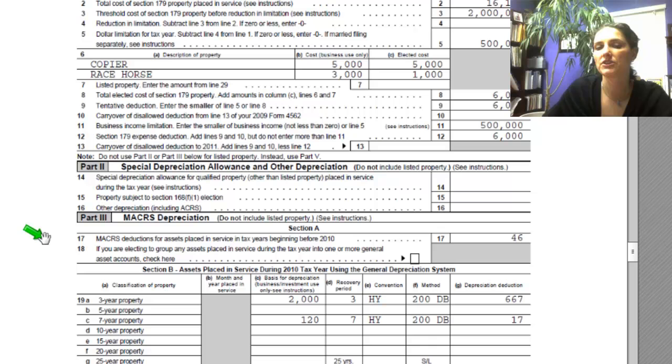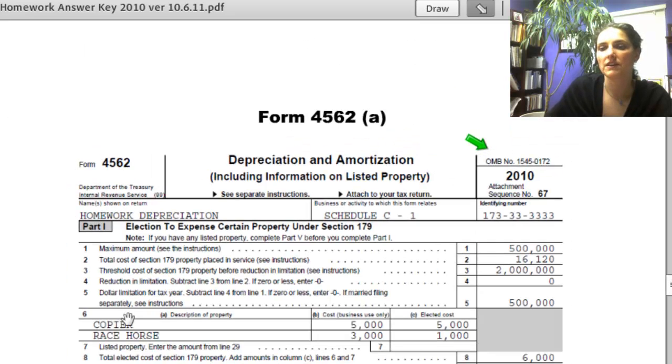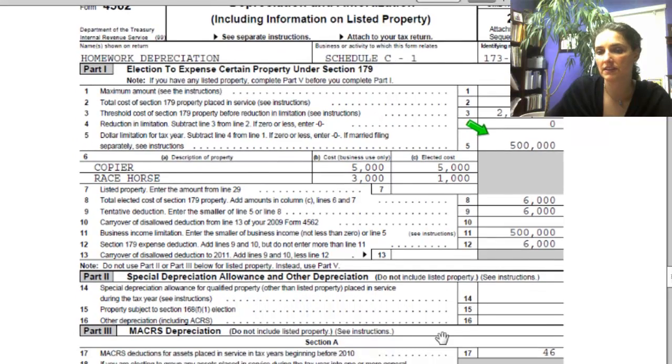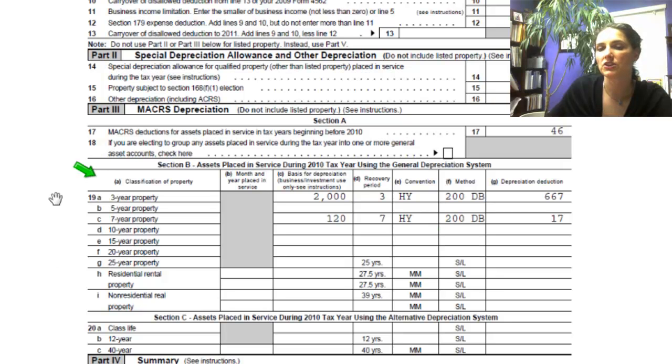Then on line 17, we enter depreciation for assets placed in service before 2010. Let's go back to the depreciation schedule just for a refresher of where that $46 number comes from. And current year depreciation for an asset placed in service in an earlier year. The asset that we're looking at here is the desk. And remember, we entered current depreciation on that schedule for that desk. And because the desk is placed in service in an earlier year, the deduction is entered on line 17 of Form 4562.